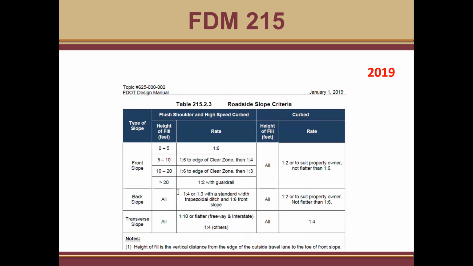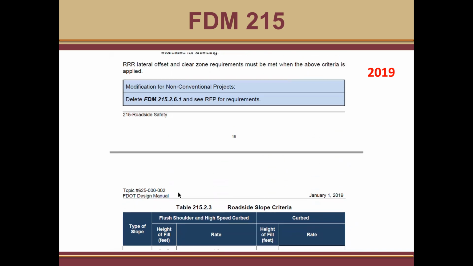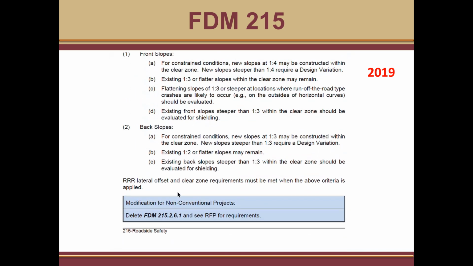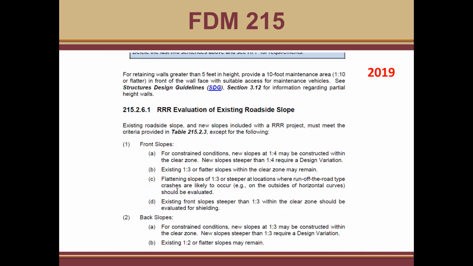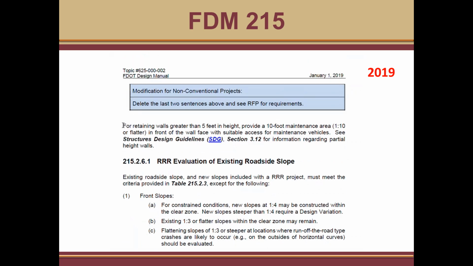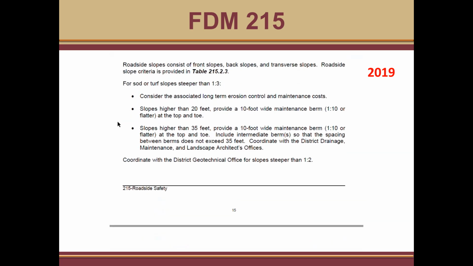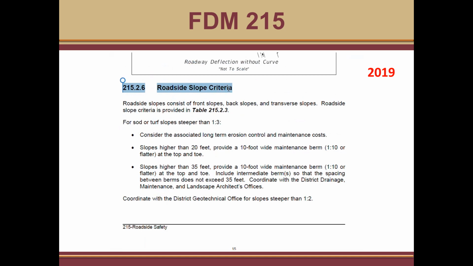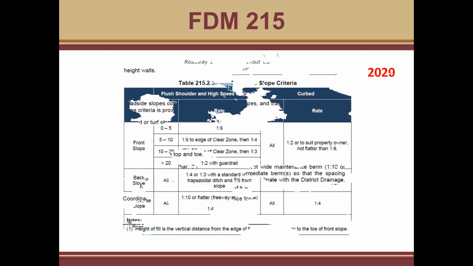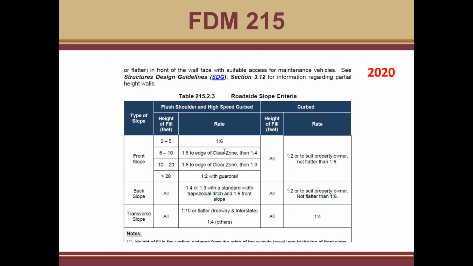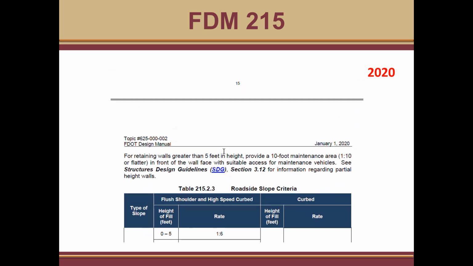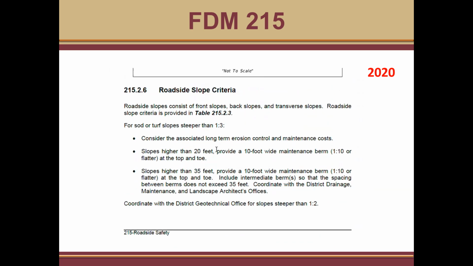Another improvement was relocating the roadside slope criteria table, Table 215.2.3, to within the body of the text. As you can see here, the table fell after the RR criteria section, although the table actually applies to the introductory section of the overall roadside slope criteria. As you can see here in the 2020 update, the table has now been relocated to ensure that it is not confused with the RR criteria.